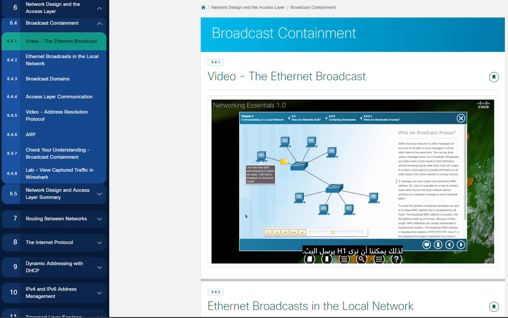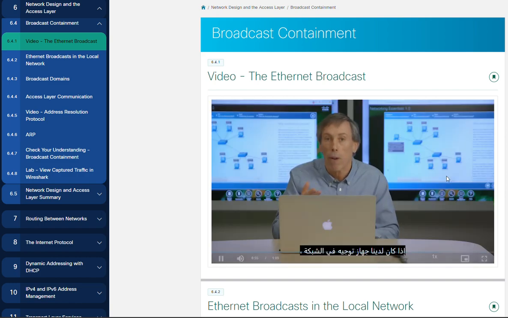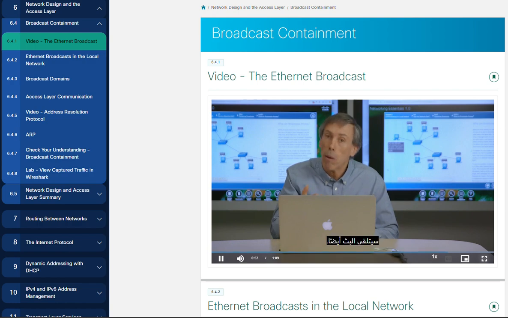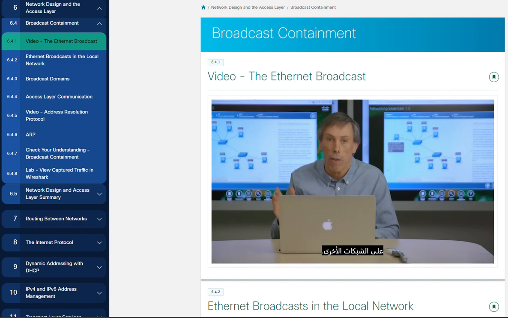So we can see H1 sends the broadcast. When a switch receives an Ethernet broadcast, it floods or forwards the Ethernet frame out all ports except the incoming port. The result is all the devices in the network will receive the broadcast. If we have a router in the network, it will receive the broadcast also. However, the router will not forward the broadcast on to other networks.